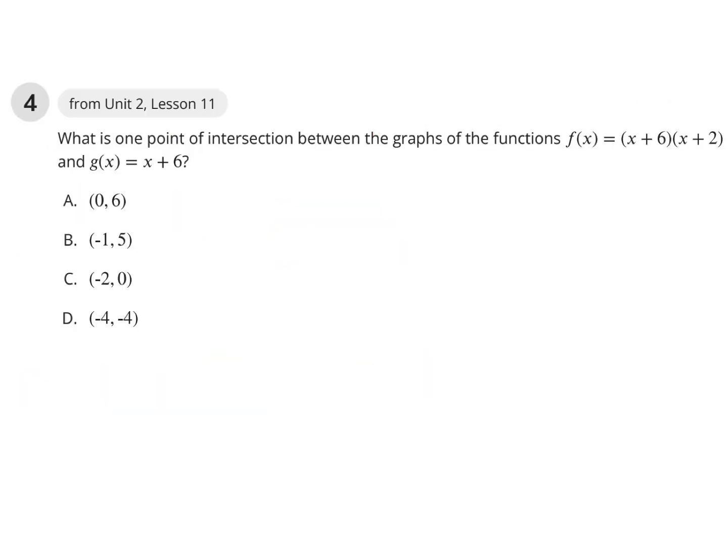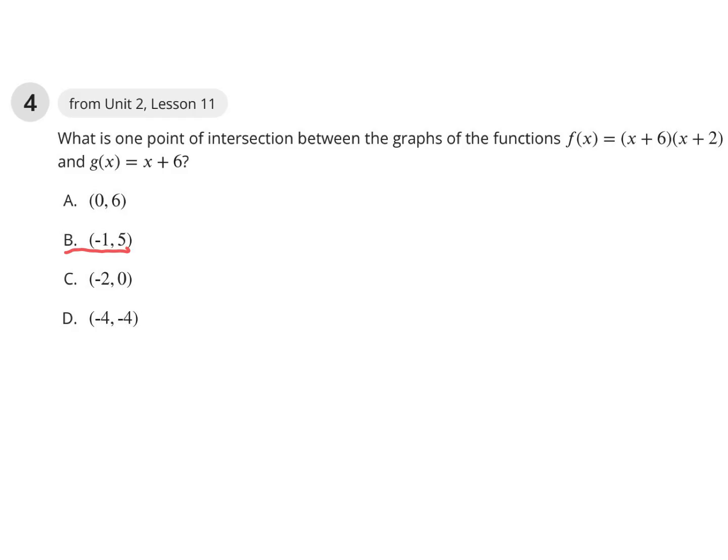Okay, the first way to solve this problem, put them in the calculator. In the Y1, put parenthesis x plus 6, close it, open another one, x plus 2, and then in the Y2, put x plus 6. Then look at the graph and scroll down in X. You're looking for where both the blue and the red, the Y values are the same. And you'll see that the X is 1 when Y1 and Y2 are both 5.